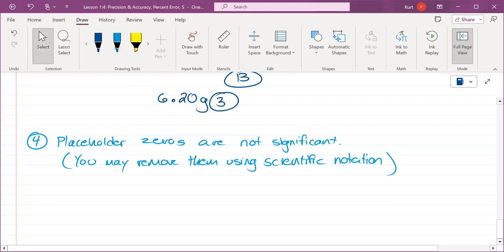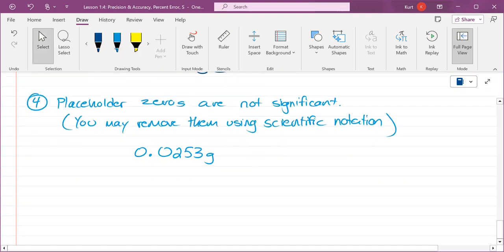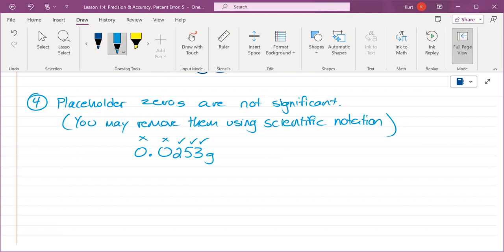All right, what do I mean? 0.0253 grams. Okay, guys. First question: are those zeros in between non-zeros? No. They are placeholders. Therefore, they are not significant. That is significant. That is significant. That is significant. These 2 are not. So this has 3 sig figs.